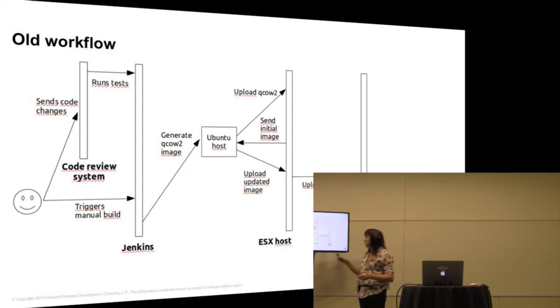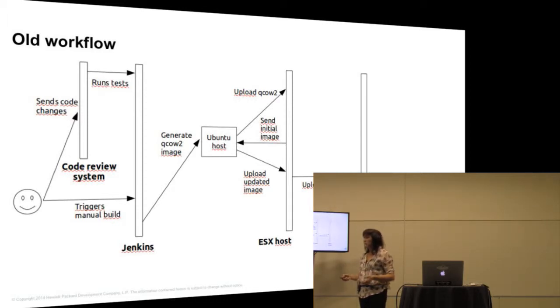We needed to have an ESX host to generate the image because our process was creating a qcow2 image from the code that we were generating, and then we were transforming this qcow2 image into our OVA image. We were relying on a static ESX host to achieve it. And then after the OVA image was generated, we were uploading that to a static server.